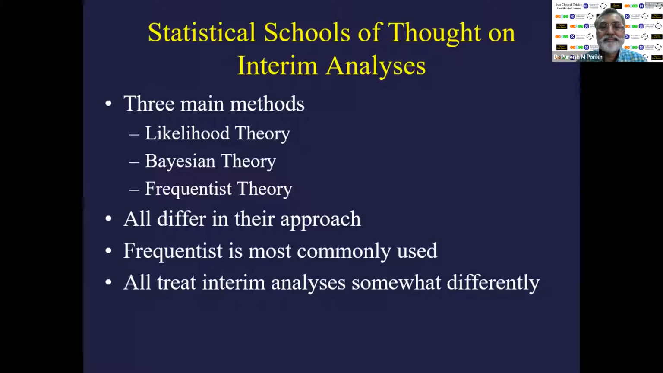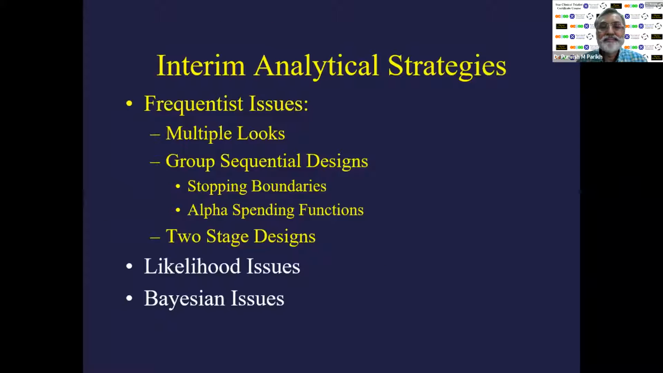So there are three main schools of thought or methodologies for undertaking interim analysis: the likelihood methods, the Bayesian methods, and the frequentist methods, which differ in their approach. We are all familiar with the frequentist approach because it is statistically and mathematically less rigorous. Not less rigorous, it is less difficult. It is as rigorous as the other ones, but it is less difficult. And therefore, I will briefly comment on some of the main points about how to undertake an interim analysis from the frequentist point of view.